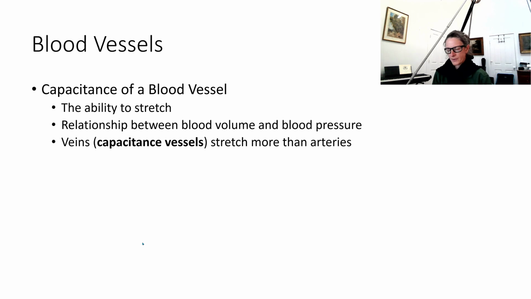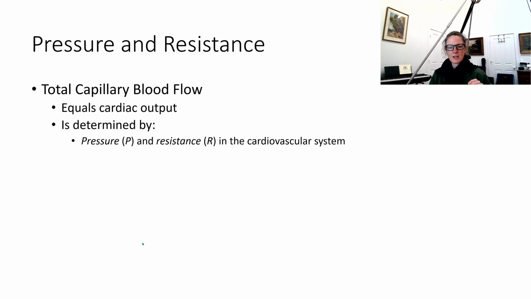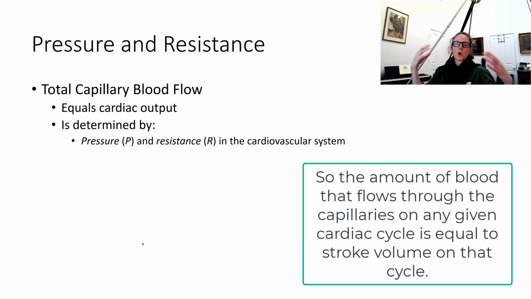And this will happen, for example, when you have very low blood volumes, for example, due to trauma, where you're losing blood. And so the veins, as we say, are called capacitance vessels, also called compliance vessels, because they can change shape very readily depending on the amount or the volume of blood that is in them. Now, when we look at the flow of blood through the capillaries, we will see that the capillary blood flow is going to equal the cardiac output, which is going to be determined by the pressure and the resistance in the cardiovascular system.